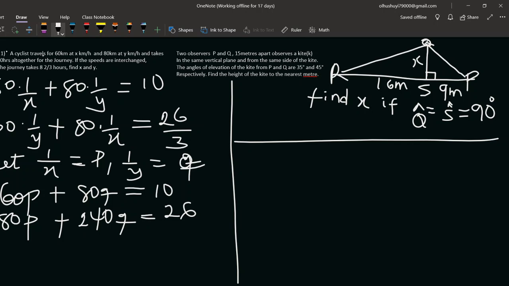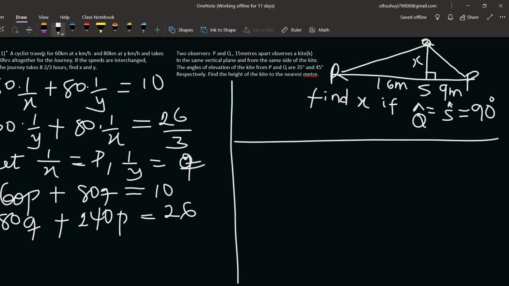It's 60p plus 80q. Then the second one, 60 times 1 over y is q. So this should be q, sorry. This should be q, this should be p. So this is q and this is p.